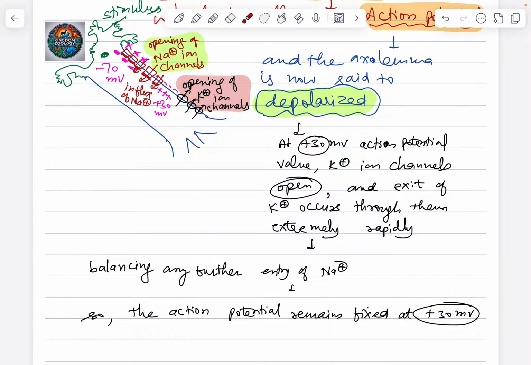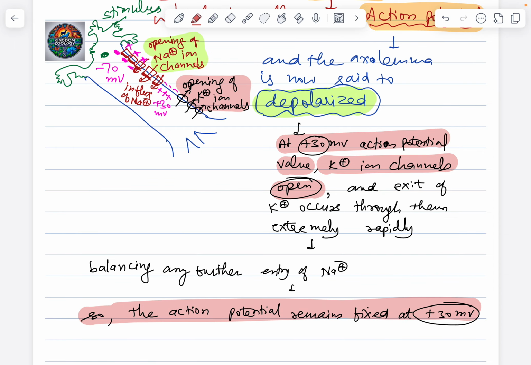The action potential remains fixed at what value? +30 millivolt, because of the exit of potassium ion through the potassium ion channels which open. So at +30 millivolt action potential value, potassium ion channels open, so the action potential remains fixed at +30 millivolt only.